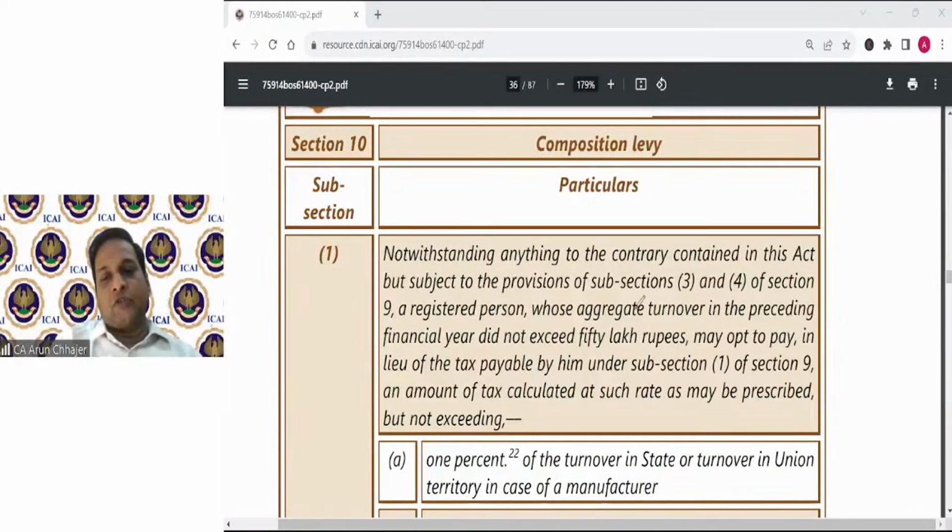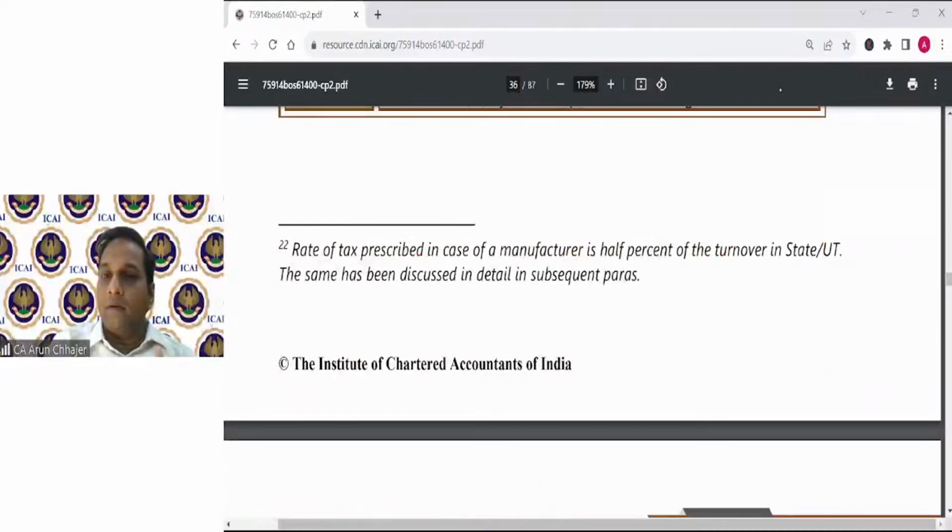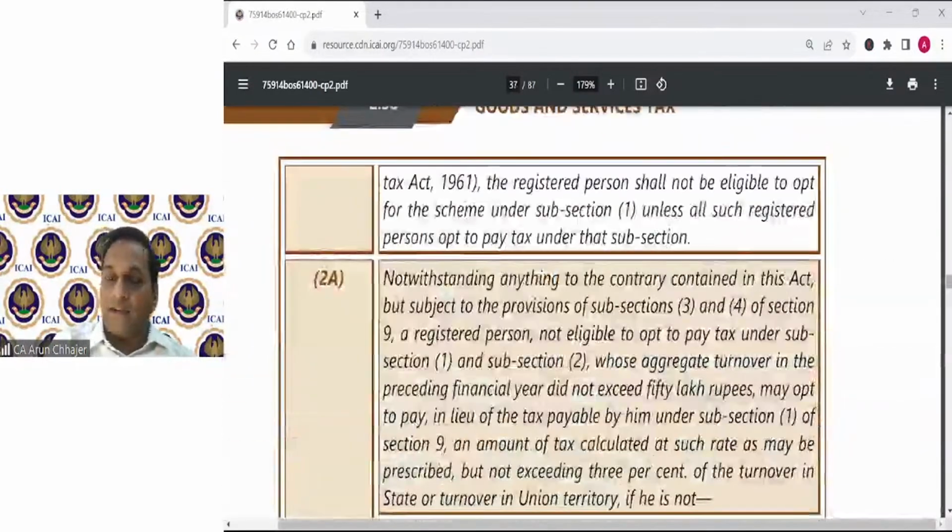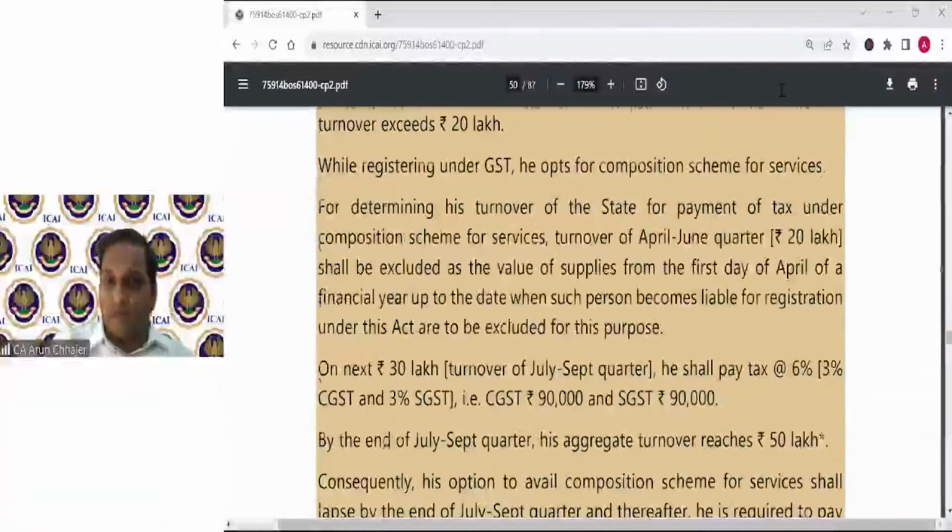Correct. It is the upper limit, and the limit is 1.5 crore, and in case of special category states, it is 75 lakh. Fine.